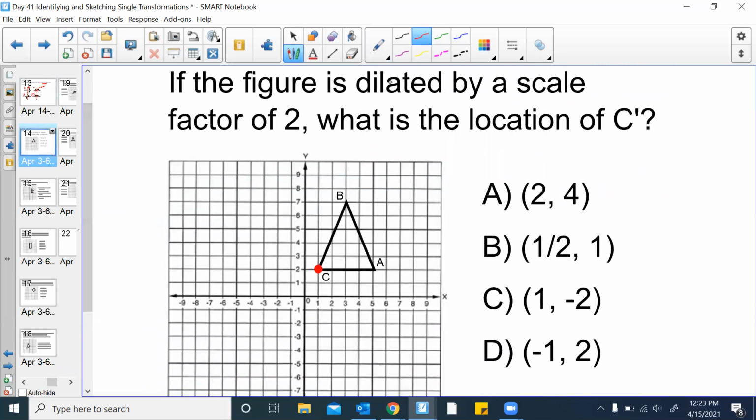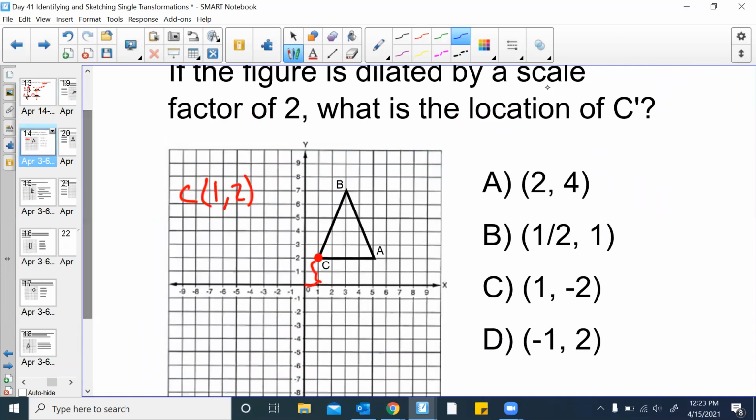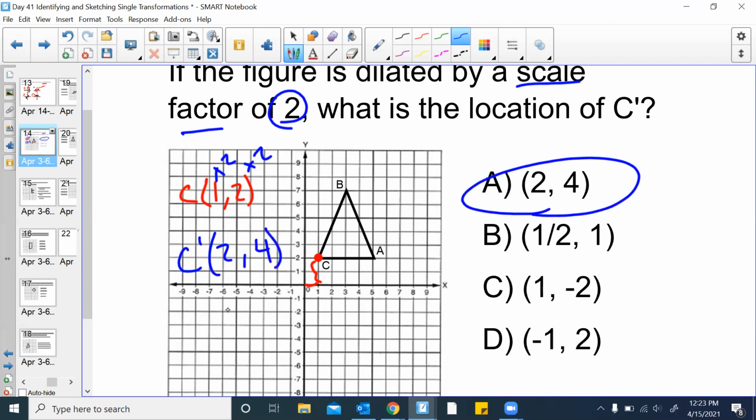All right, if the figure is dilated by a scale factor of 2, what is the location of C prime? Well, let's look at what the point C is. We have C, and that point is over 1 and then up 2. We know if we have a scale factor of 2, we're just going to multiply each number inside by 2. So C prime would be 1 times 2, which is 2, 2 times 2, which is 4, and the answer would be A.